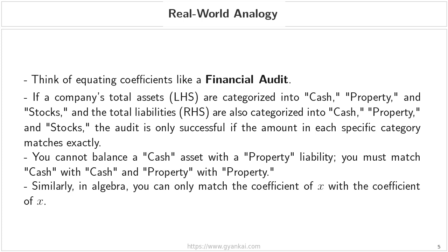Similarly, in algebra, when we equate coefficients, we're doing something very similar. Remember, we're breaking down our original rational function into simpler fractions with unknown constants. When we set up our equation and clear the denominators, we're essentially saying that the left-hand side and the right-hand side are identical polynomials. Just like in the audit, this means we can only match corresponding terms. We can only match the coefficient of x with the coefficient of x, the constant term with the constant term, the coefficient of x squared with the coefficient of x squared, and so on. This is the core principle behind the method.